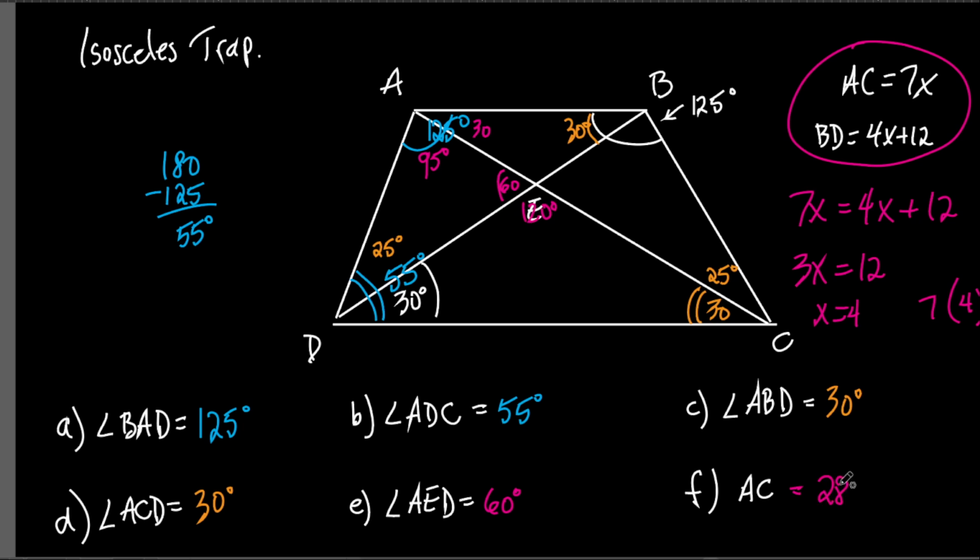Is it 28 degrees? It's not 28 degrees because it's not an angle. It's a line segment. They didn't give you any units, right? They didn't tell you if it was inches or feet or anything like that. So you just write 28. And there you go. That's how you do trapezoids. We got one more thing about a trapezoid.